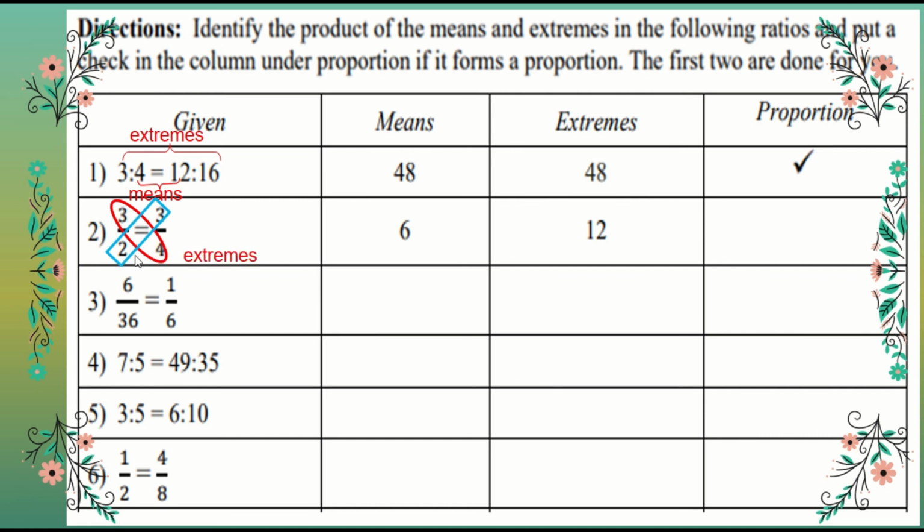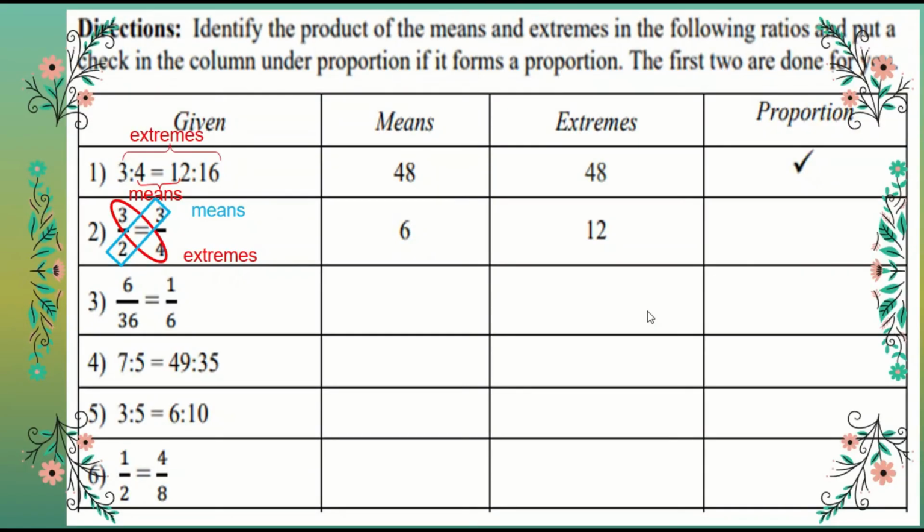Dito, sa number 2, yung may red, ito yung extremes. The extremes is 12. 3 times 4 is 12. And the means is 2 times 3. So, we have 6. So, since hindi pareho yung product nila, walang check dito. So, for number 3 to 6, ganyan din yung gagawin mo. Okay, you have to write the product of the means and the product of the extremes.